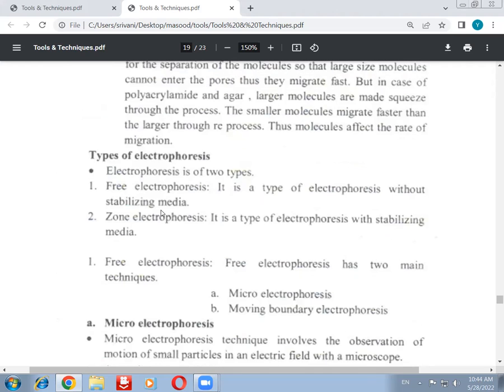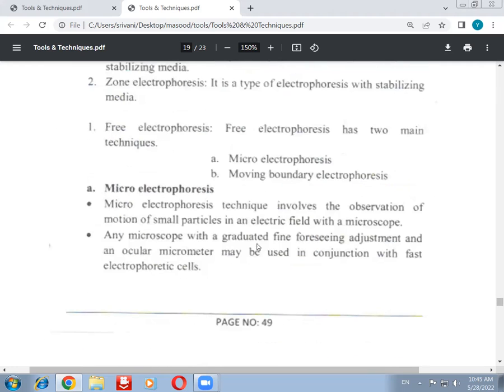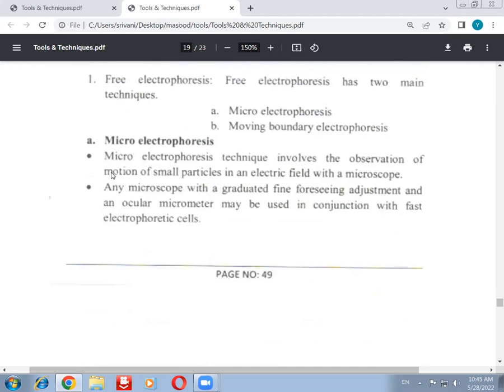Electrophoresis is of two types. The first is free electrophoresis, and the second is zone electrophoresis. What is free electrophoresis? It is a type of electrophoresis without stabilizing media. Zone electrophoresis is a type of electrophoresis with a stabilizing media. Free electrophoresis has two main techniques: micro electrophoresis and moving boundaries electrophoresis. Micro electrophoresis is the technique to observe motion of the small particles.